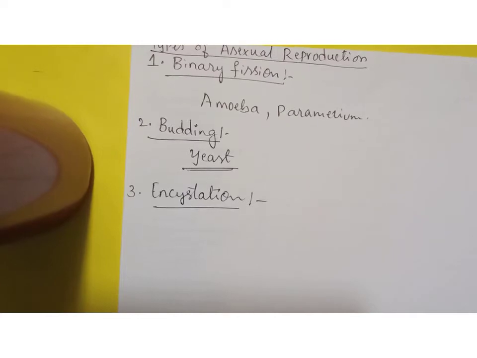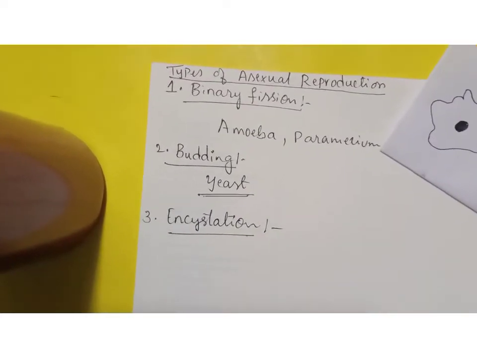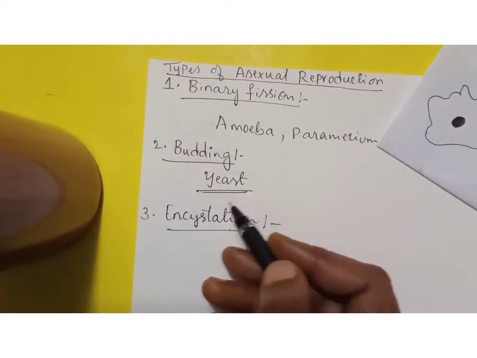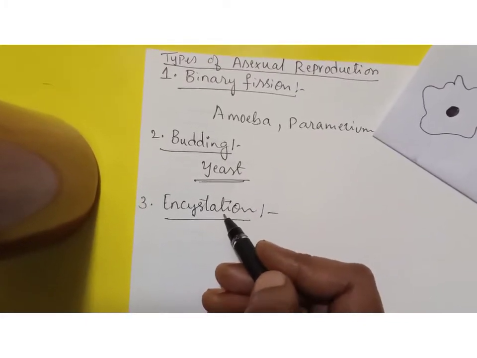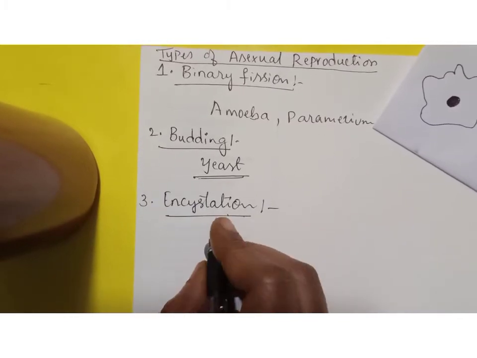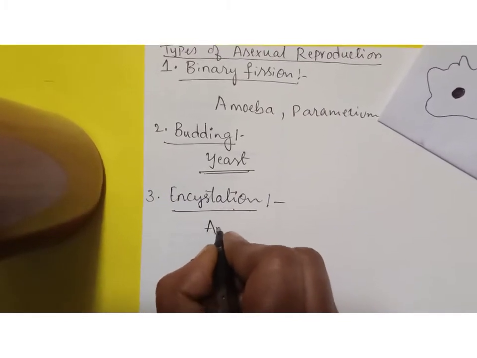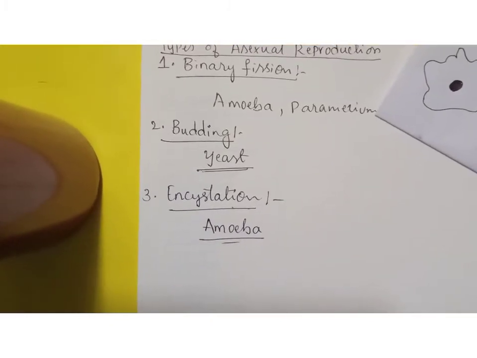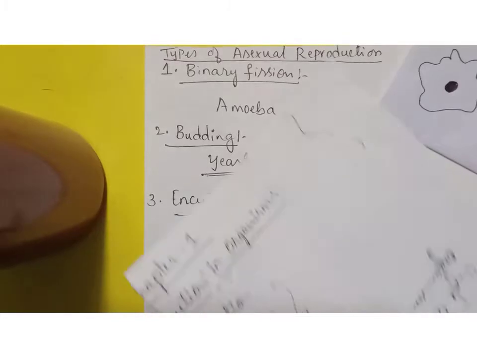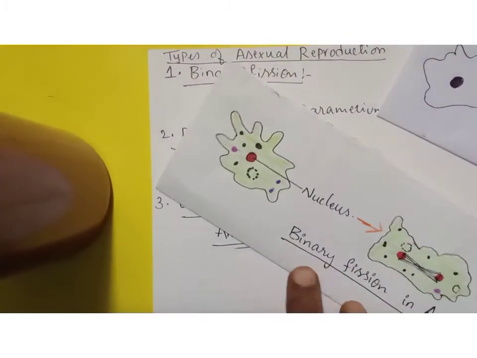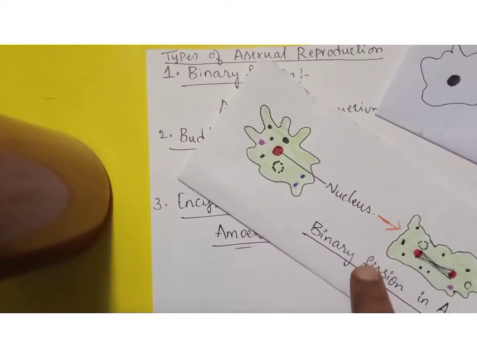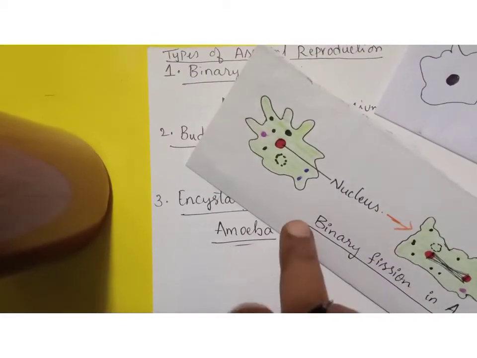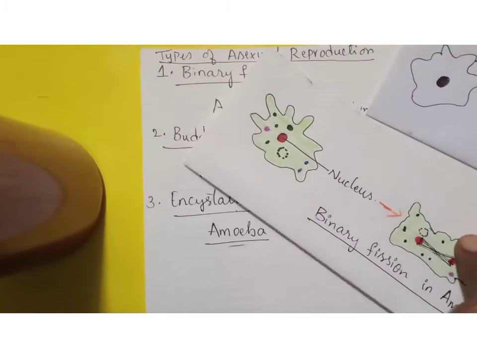So the third type is encystation formation. Encystation formation is under the unfavorable condition. Where it is seen means the encystation is seen commonly in the amoeba. So in the favorable condition, the amoeba undergoes binary fission. So in favorable condition, the amoeba undergoes the asexual reproduction type through binary fission.